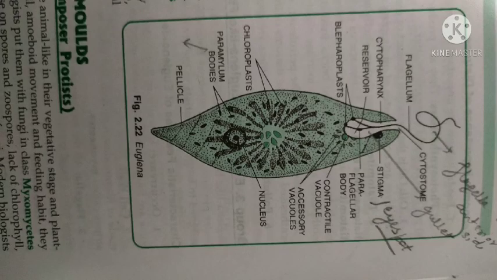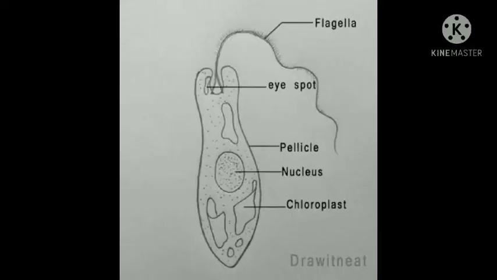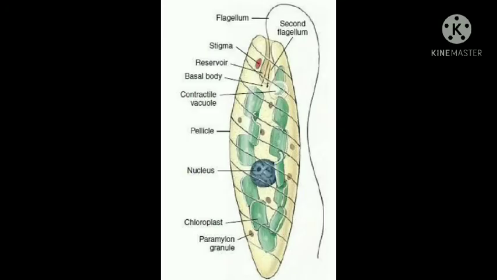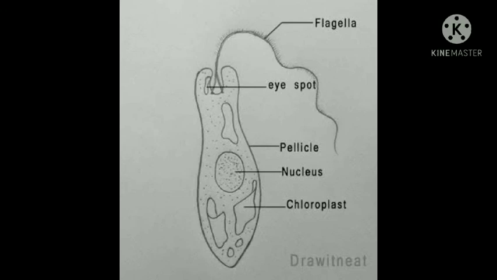Another important feature is that they do not have a cell wall, but their body is covered with a proteinaceous cover known as pellicle. Then, they have a central nucleus and chloroplasts which contain pigments, that is chlorophyll A, B, beta carotene, and xanthophyll. These pigments are similar to those found in higher plants.